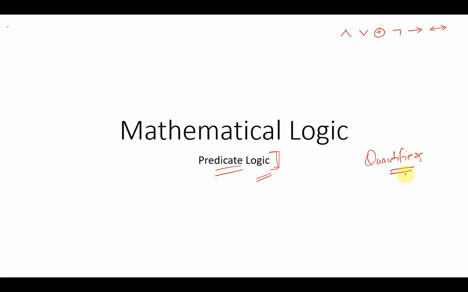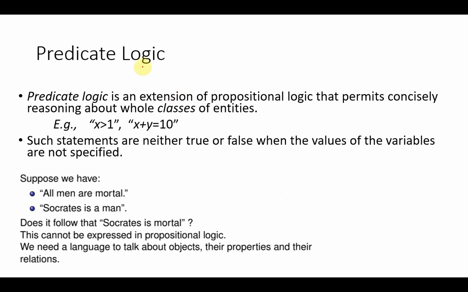So let's start. Predicate logic essentially is an extension of propositional logic. If you remember, in the very beginning of propositional logic, we discussed that a statement like x is greater than 1 cannot be a proposition, because depending upon the value of x, this statement can be either true or false. There is an ambiguity in the truth value of this statement depending upon the value of x. So this was not a proposition.